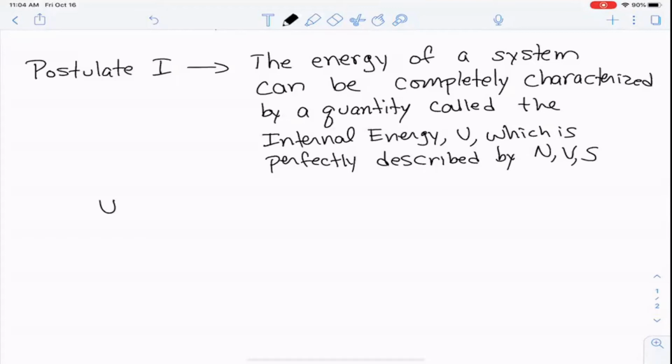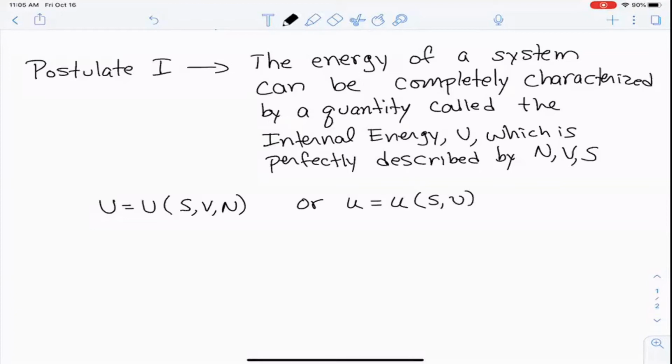And so we know that the internal energy is a function of how these molecules are arranged. Or remember, the entropy is actually the number of possible arrangements of the system, so it's a function of the number of arrangements, the size of the system, and the number of moles. Or we actually can write an intensive version of this as well that just says the internal energy is then a function of entropy and the specific volume.